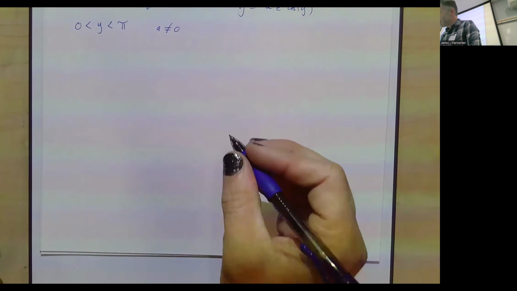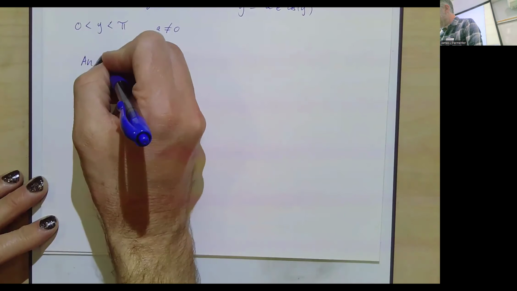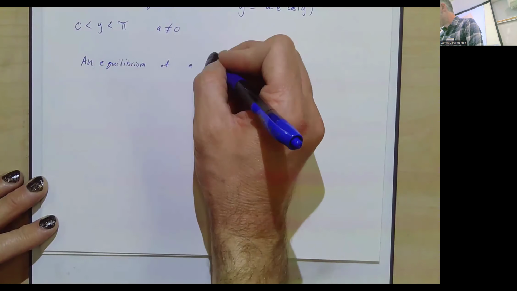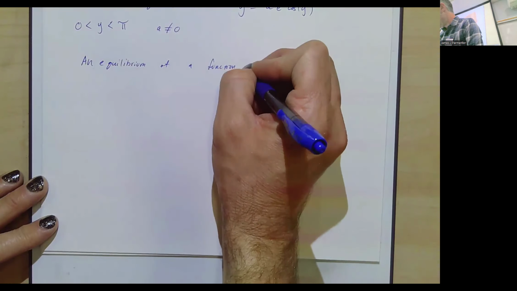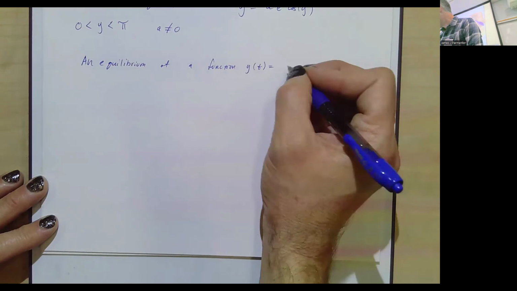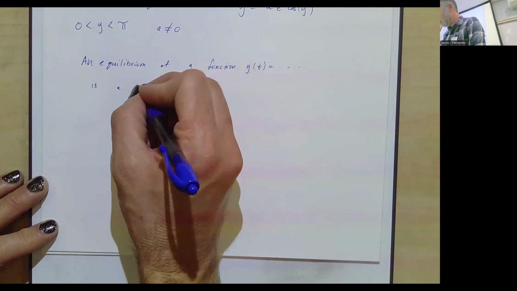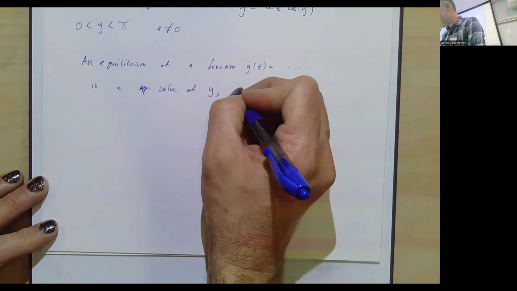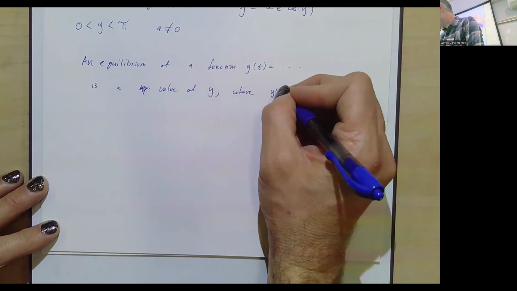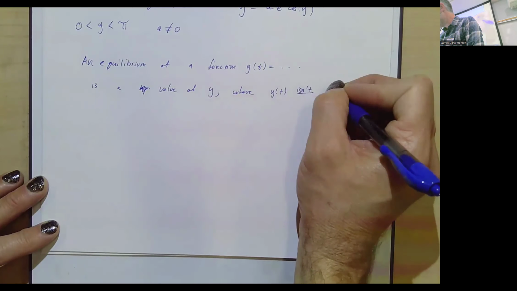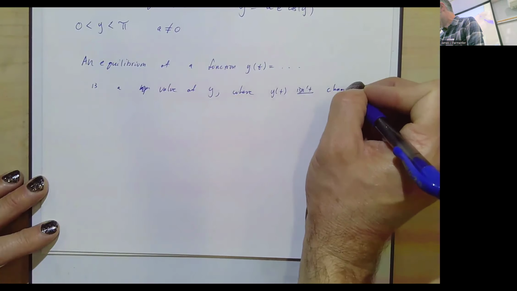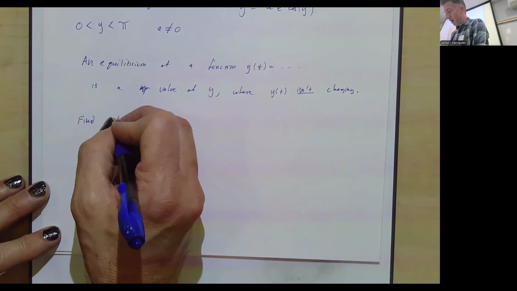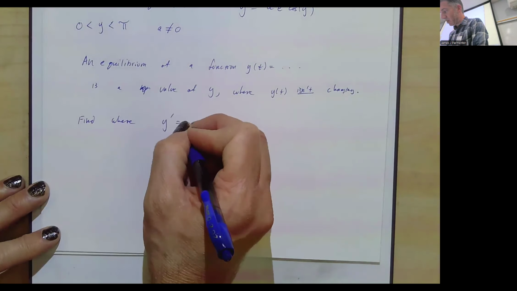In other words, an equilibrium of a function y of t equal to something is a value of y where y of t isn't changing. I know it's a lot of words to say what I'm trying to get to. In other words, we're trying to find where y prime is equal to 0.